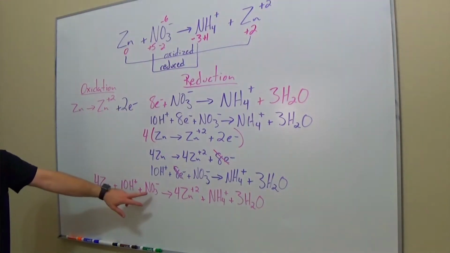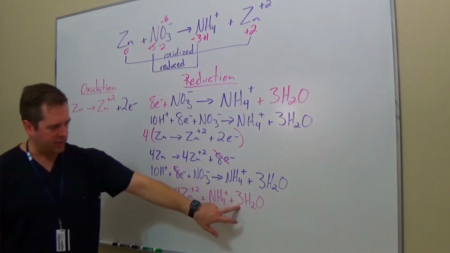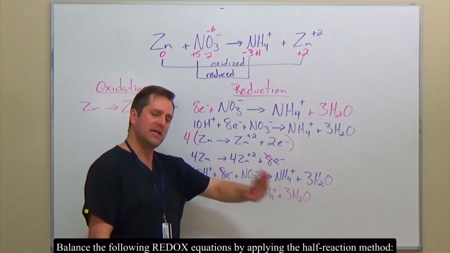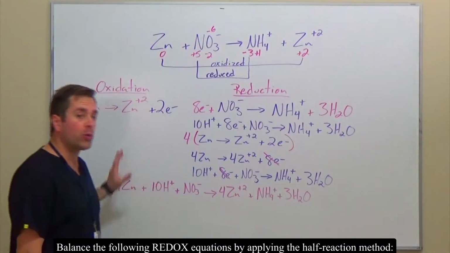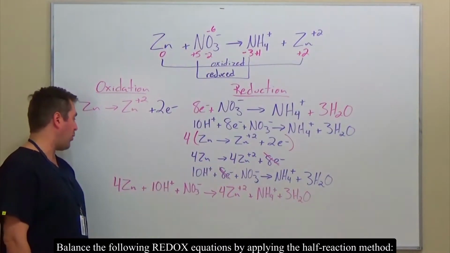Now for the oxygens, 3 oxygens. And this 3 distributes to that oxygen, so that one's balanced. The whole redox reaction is balanced at this point.